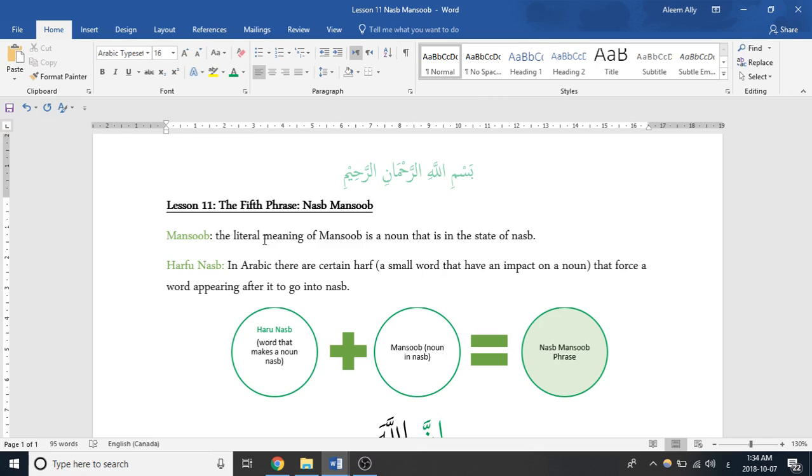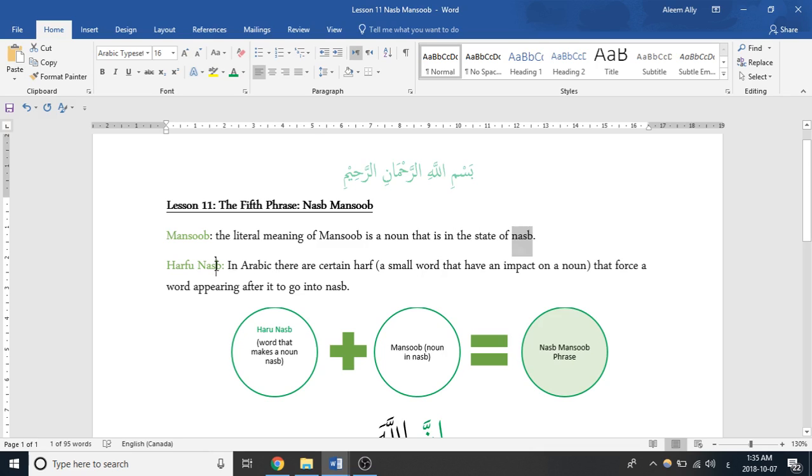Oh, okay. I see why you corrected me. My mistake. So for Mansoob, the literal meaning of Mansoob is a noun that is in the state of Nasb. My mistake. I know I said Jar just now. And then for Majrur, it is a noun that is in the state of Jar, right?